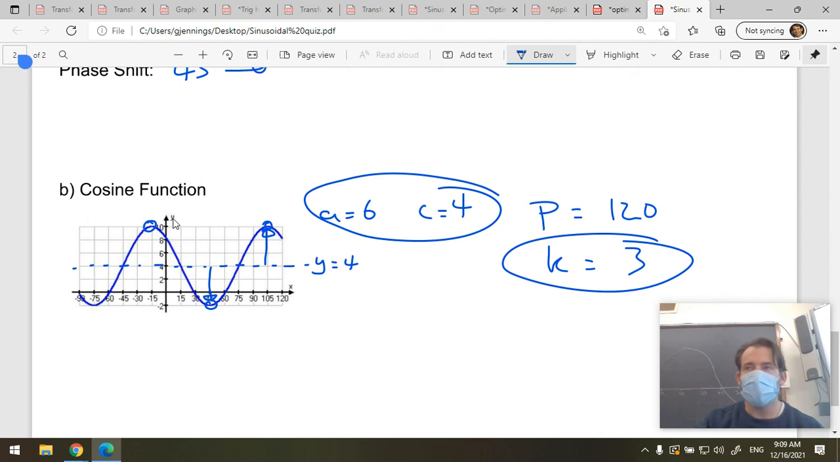If the period's 120, then I needed to divide 360 by 3. That was my k value. If I look along 360 degrees, I would see 3 cycles of this function. Okay, so I've got k. Now I just need d.